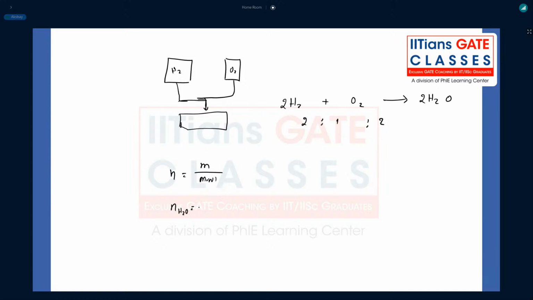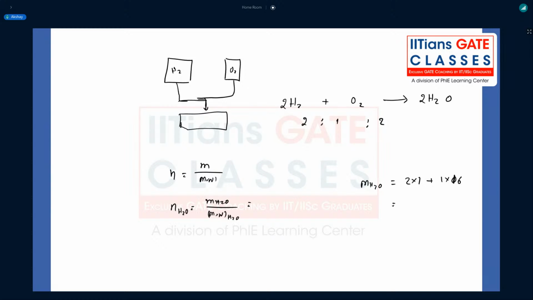H2O, that is mass of the H2O, that's the molecular mass, divided by molecular weight of the H2O. So first I have to calculate what is the molecular weight of the H2O. That is nothing but combination of hydrogen and oxygen. So molecular weight of the hydrogen is 1, and in one H2O I have 2 hydrogen plus 1 oxygen. Oxygen has molecular weight of 16, right?